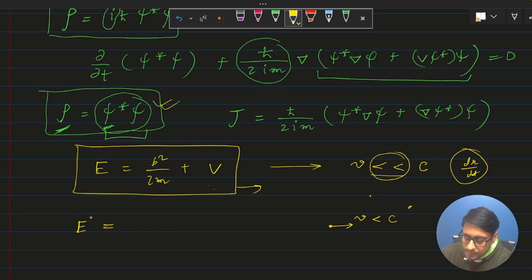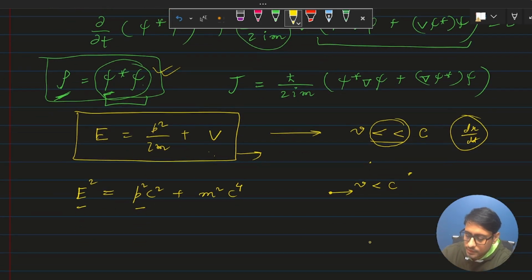So what is the expression? It is E square is equal to P square C square plus M square C to the power 4. Let's see what will happen if I replace the terms E and P with the operators which we defined in our theory earlier in this second lecture. If I represent E by i h bar del over del t, and P by minus i h bar del over del x, just as we are doing for one dimension.